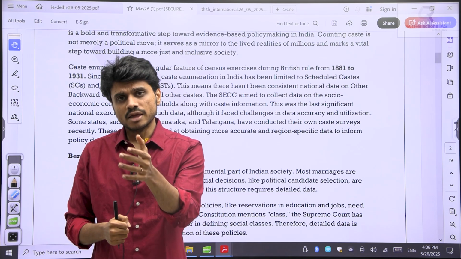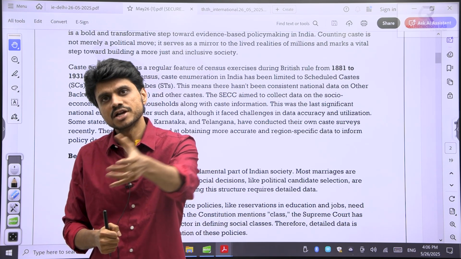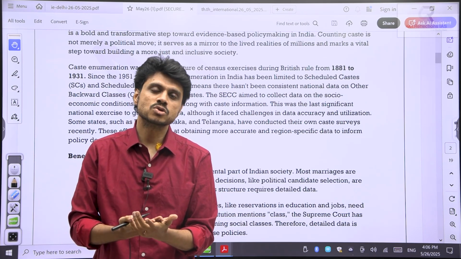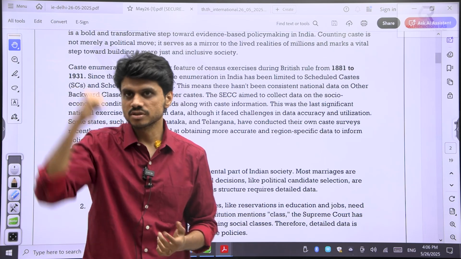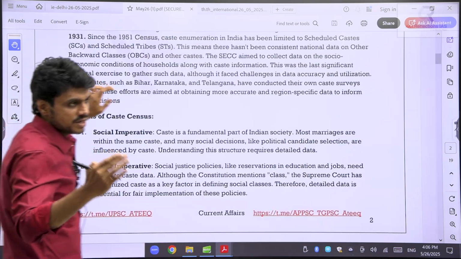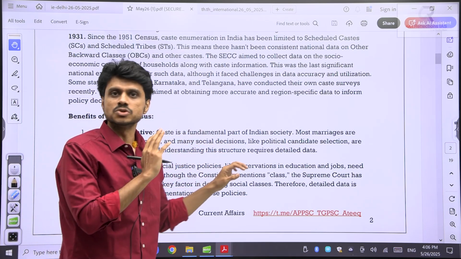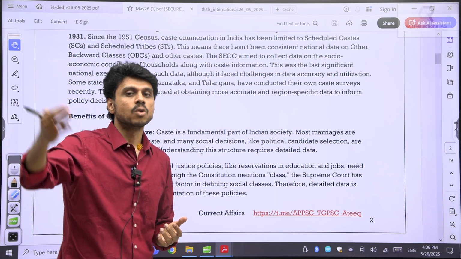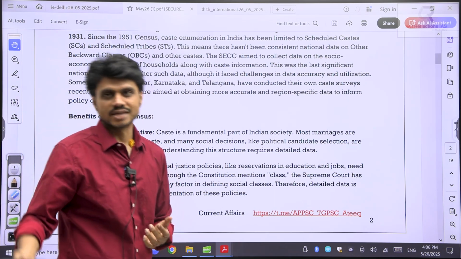Now, if I have the data of all the communities, then I can be in a better position to make sure there is social justice to all the communities. This is the scenario. So very simple thing. There is a very high possibility they can ask the mains question on this caste census. Whether we need caste census or not? What are the challenges? Of course, we need the caste census.